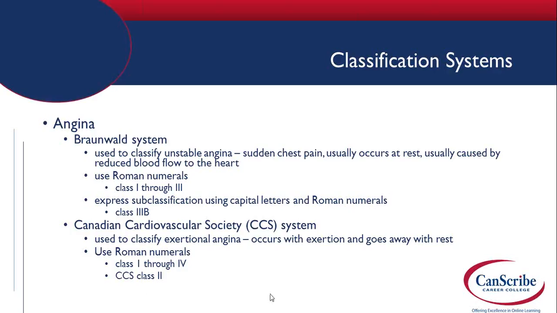The one that's used to classify exertional angina is the Canadian Cardiovascular Society, or CCS system. This type of angina occurs with exertion, and then as the person takes a rest and slows down, the angina will go away. Again, you want to use Roman numerals. It's class 1 through class 4. So it would be CCS class 2 or CCS class 4.